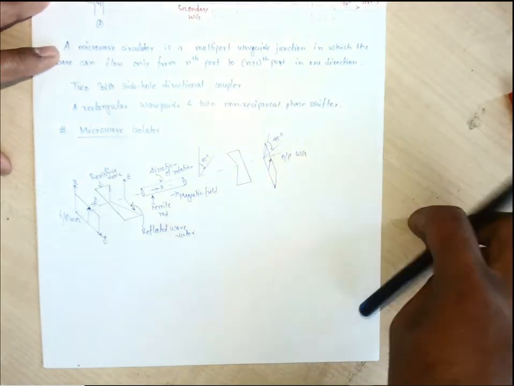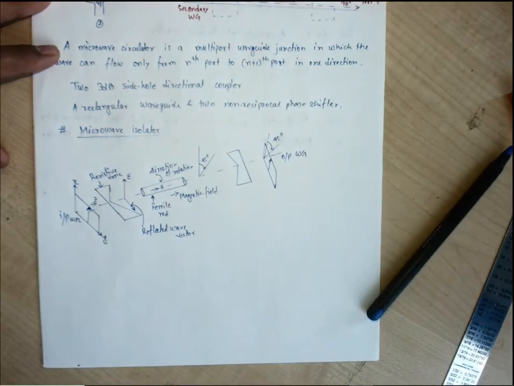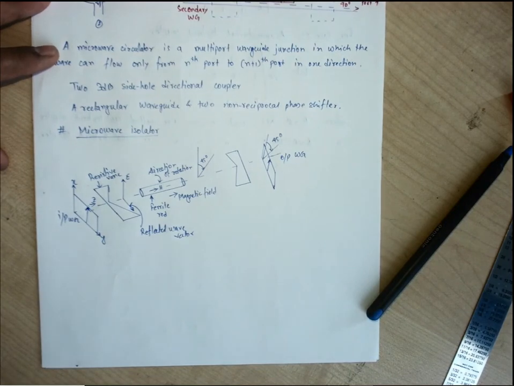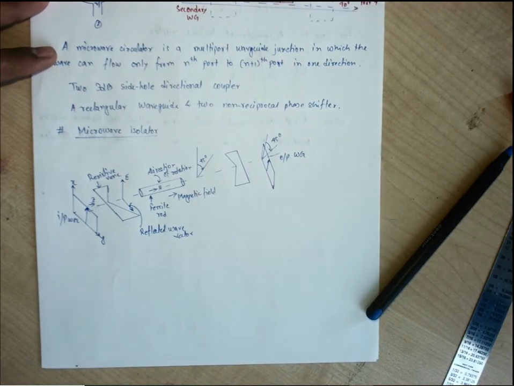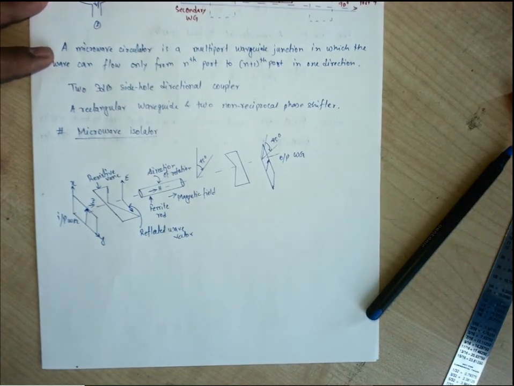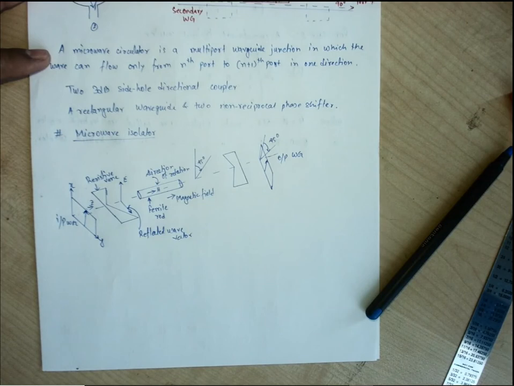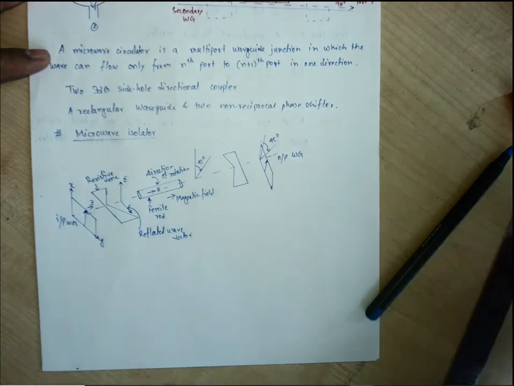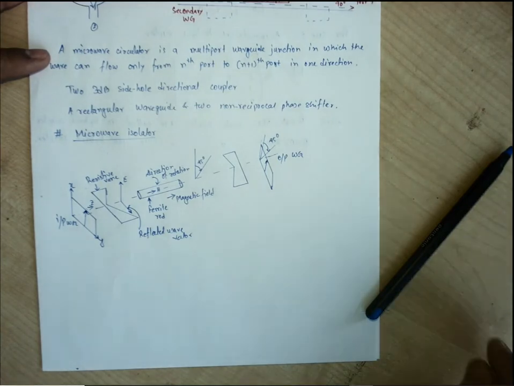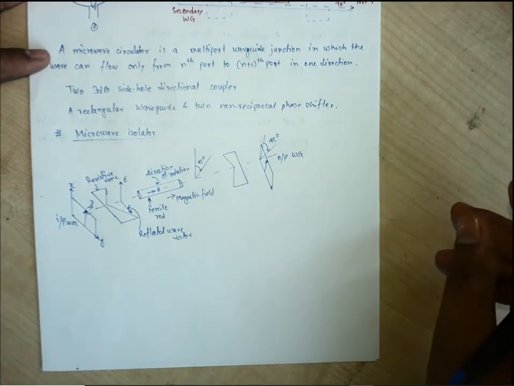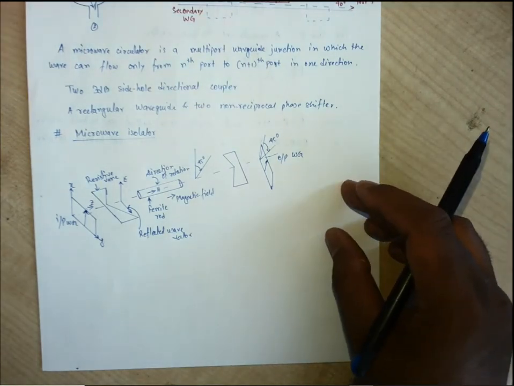Next is the phase shifter. There are many ways the phase shifter can be designed. The basic purpose of the phase shifter is to produce a phase shift in the signal. It needs to change the phase of the traveling wave.